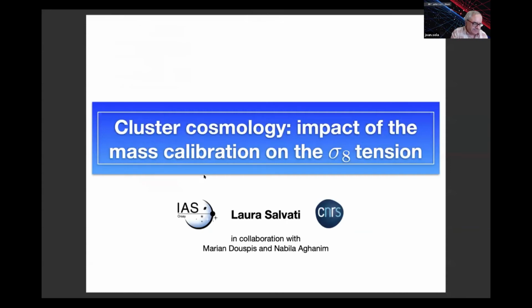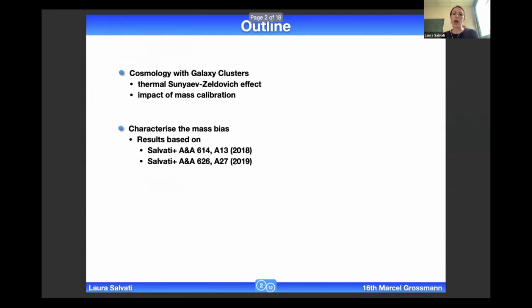Okay, so thank you. Hi, everyone. I'm Laura Salvati, a researcher at IAS in Paris. Today I would like to discuss with you the impact of mass calibration in cluster cosmology and how it impacts the tension that we have on the sigma-8 parameter. I will go very briefly through how we can obtain cosmological information from galaxy clusters, focusing on clusters detected in the millimeter wavelength. Then I will discuss some results that we have obtained in these two papers.